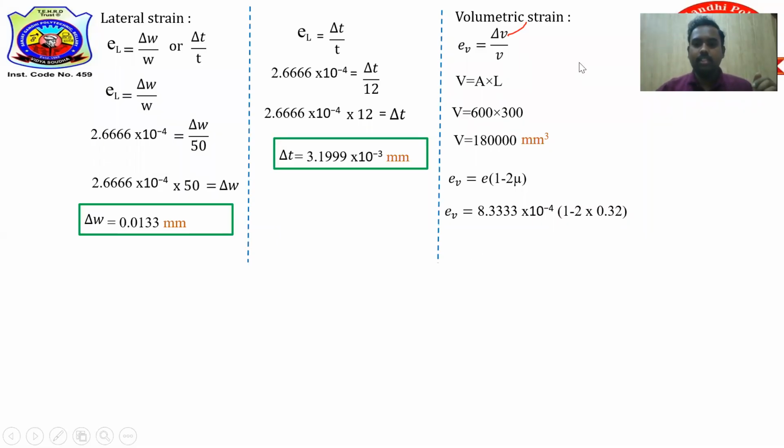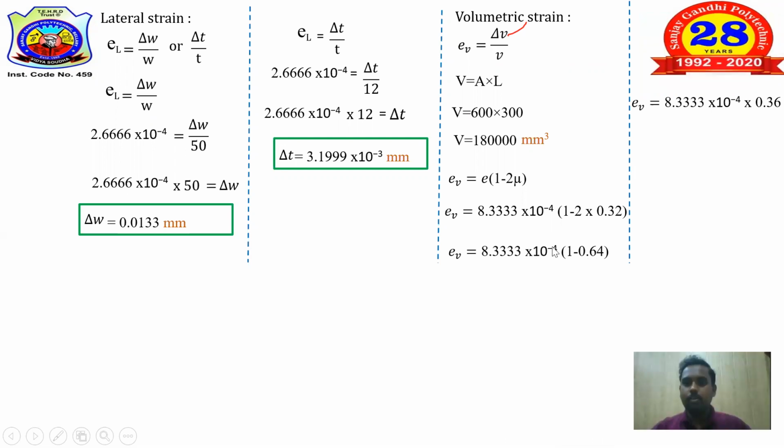Then I'll calculate the terms that are in the bracket. First, I'll multiply 2 into 0.32, which is 0.64. EV as it is, the 8.33 as it is, 1 as it is. Next I'll calculate 1 minus 0.64, that is 0.36. On multiplication, I'll get EV equals this value.